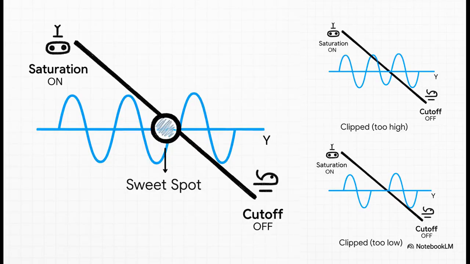We can actually see this on a graph called a load line. All this line really shows is every possible combination of current and voltage for our transistor circuit. At one end of the line, you have cutoff, which is just off. At the other end, you have saturation, which is fully on. But for a nice, clean amplification, we want to hang out right in the middle of that line, the sweet spot. That gives our signal plenty of room to swing up and down without getting cut off.